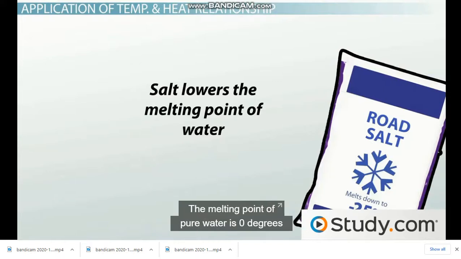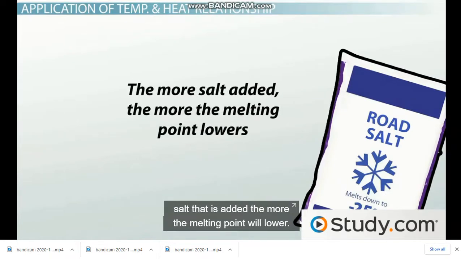The melting point of pure water is 0 degrees Celsius. Salt water has a lower melting point. And the more salt that is added, the more the melting point will lower. Therefore, the temperature must be colder to freeze salt water.